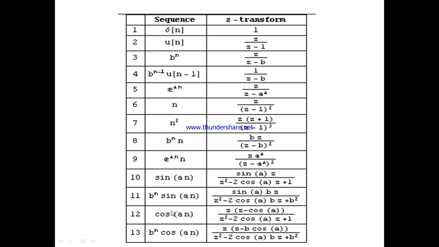These are the standard sequences, and for these we have the Z transforms. Delta of n is the impulse signal, and its Z transform is 1. And u of n is the step input, with Z transform z by z minus 1. So these are the standard sequences and their Z transforms. We have to convert the sequence into the standard one, and after that we can calculate the inverse Z transform. That is the inspection method.